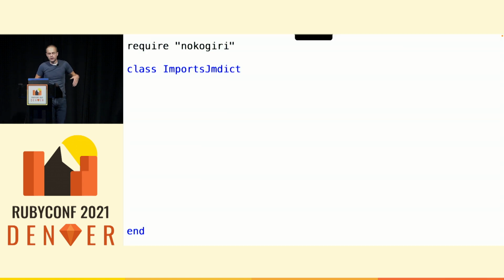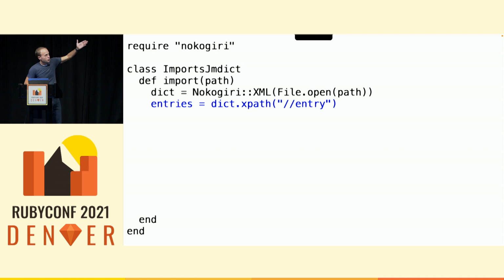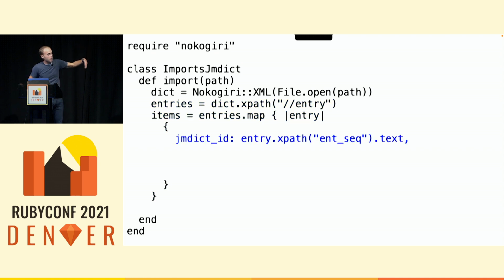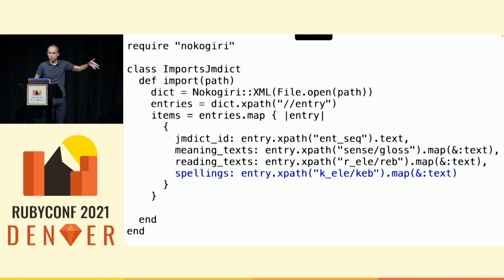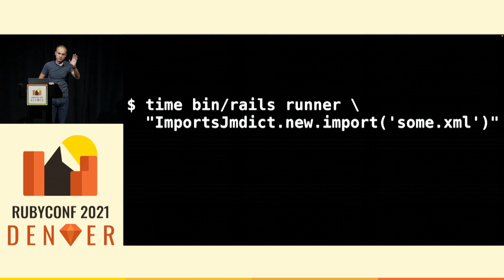So I just pulled in Nokogiri, make a new class, and I take a path, and I open up that XML document all into memory all at once, and then I use XPath, and I grab the entries, and I loop over them, and I kind of cherry pick the parts of each word that I want, and then I upsert those all into my item table, and I take a stab at this, and I run it.